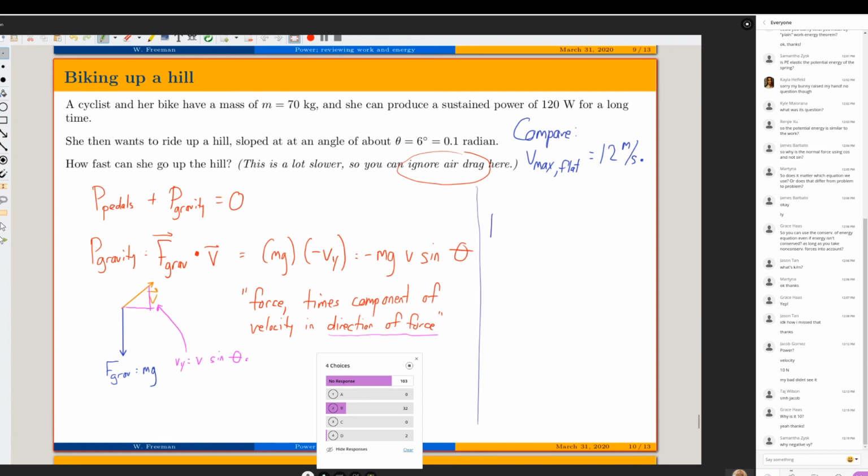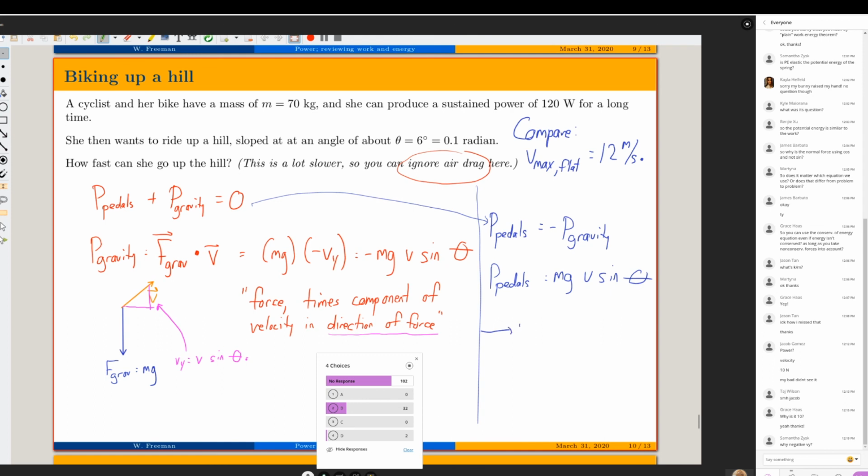So this means that the power from the pedals is going to be minus the power of gravity from here, and this gives me, I'll run 20 seconds over, I'm sorry. Power of the pedals is mgv sine theta. When you do the math, the maximum velocity comes out closer to 2 meters per second. So you can't ride up a hill nearly as fast as you can ride on a flat slope.